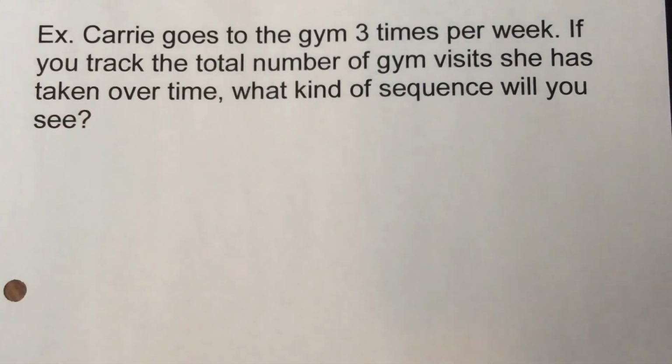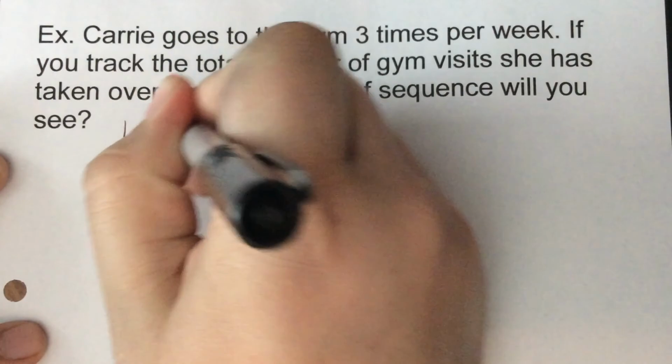So, Carrie goes to the gym 3 times per week. We can do this with story problems as well. So if you track the total number of gym visits she has taken over time, what kind of sequence will you see? Well, let's look at 4 weeks.